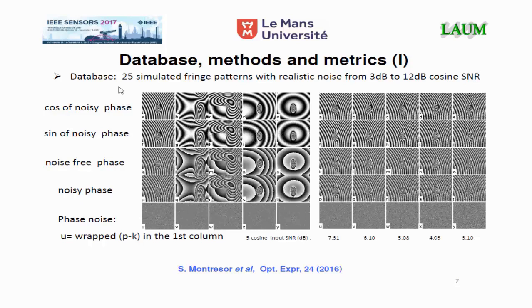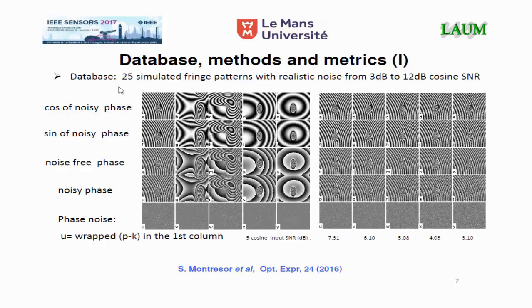On the first row, in the left image, you can see various interference fringes in sine, cosine, in phase, and the examples of noisy phase. And the phase noise is computed from the difference of the third and the fourth row.